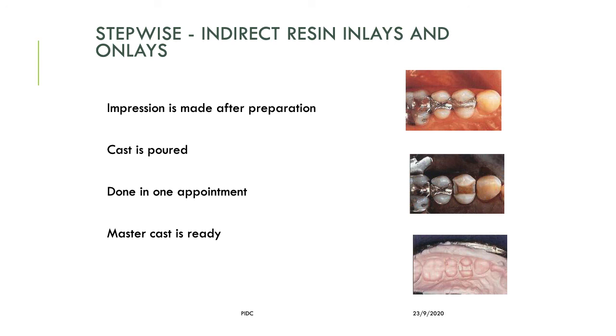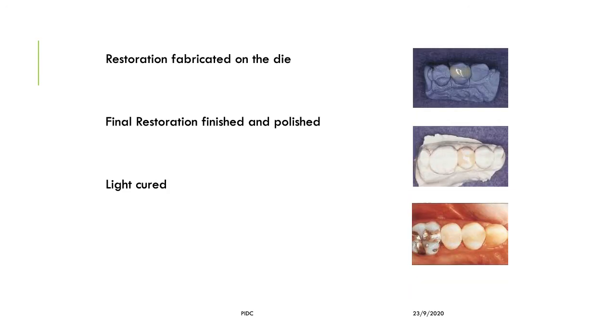Next one, the impression is sent to the laboratory. So the master cast is prepared from that. In the laboratory, the restoration is fabricated on the die and the final restoration is finished and polished. So the final prepared restoration has good contacts and contour compared to the normal direct restoration, and the polymerization shrinkage can be reduced. Once the restoration is ready, you can call the patient and load it into the oral cavity.